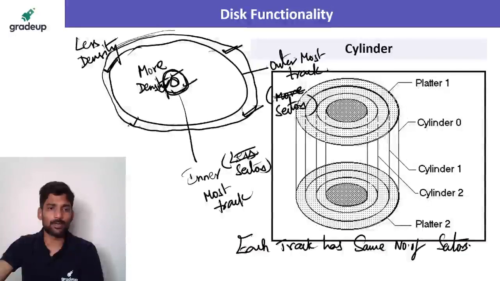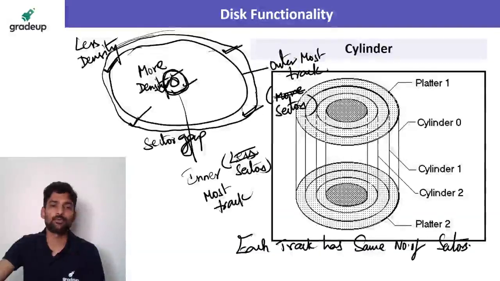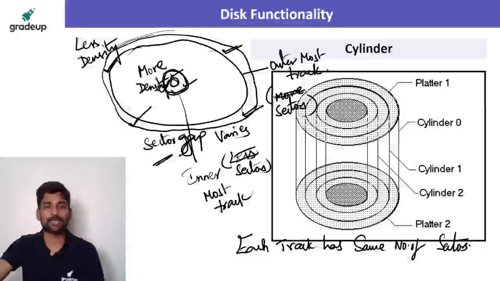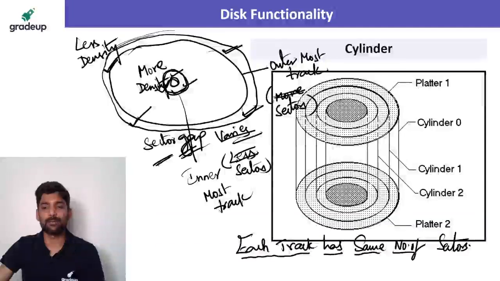So here what you observe is the sector gap, the gap between sectors varies, but the number of sectors will not vary. So remember, each track has the same number of sectors.